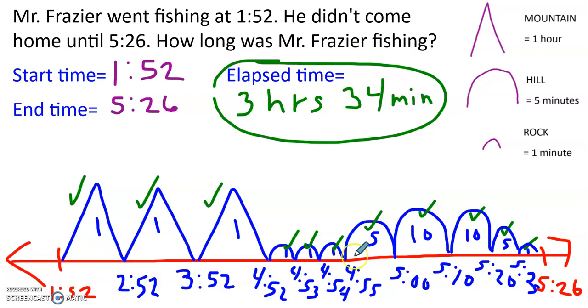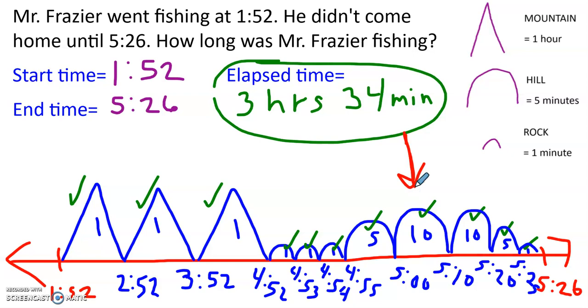It doesn't matter what order any of this down here is in. That's up to you, as long as it's accurate and that at the end you've gotten to 5:26 accurately and that you add it all up and you got the correct answer of 3 hours and 34 minutes. Another thing you might notice is here I made this hill a 10-minute hill.